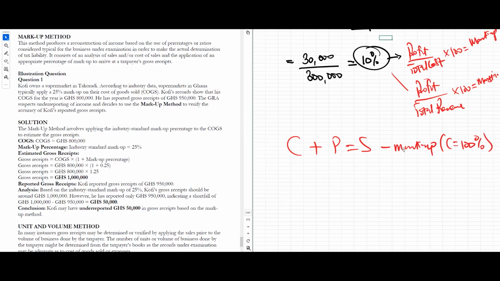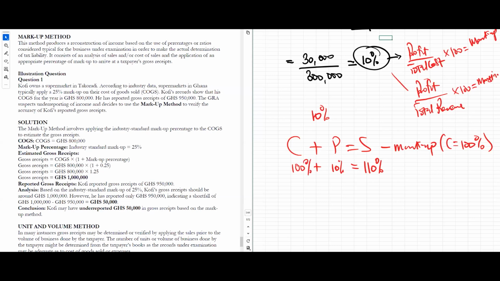Do you all get it? I said markup means cost is equal to what? 100%. So if I tell you that I want to make a markup of 10% on a product, that means the cost is 100, right? So this 10% is on this 100. So the selling price should be what? 110%. Do you all agree? So this is how markup works.